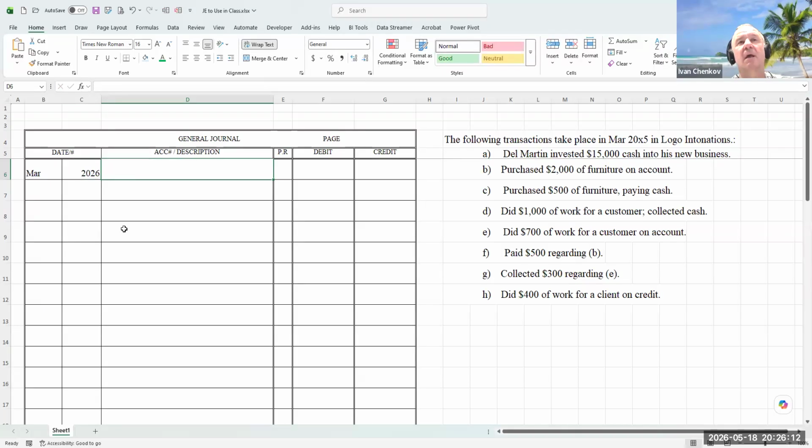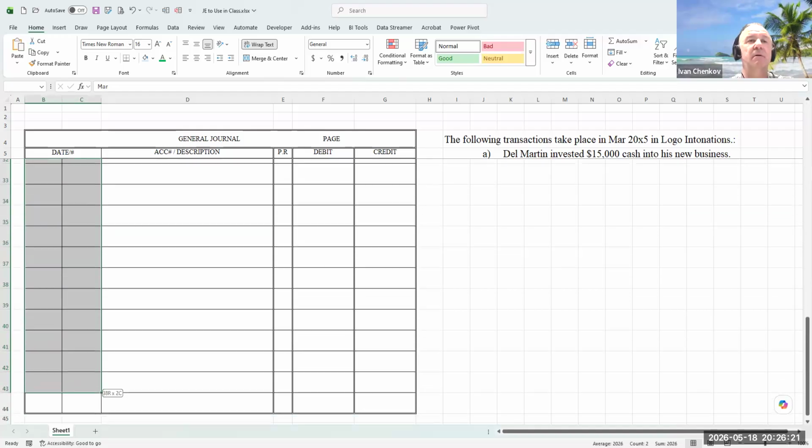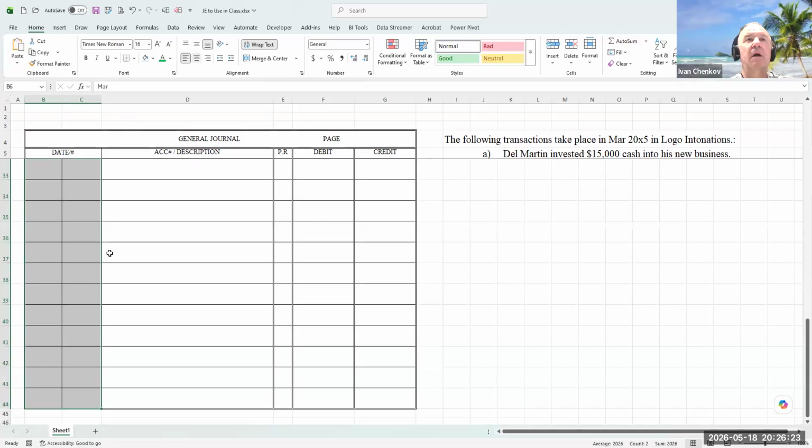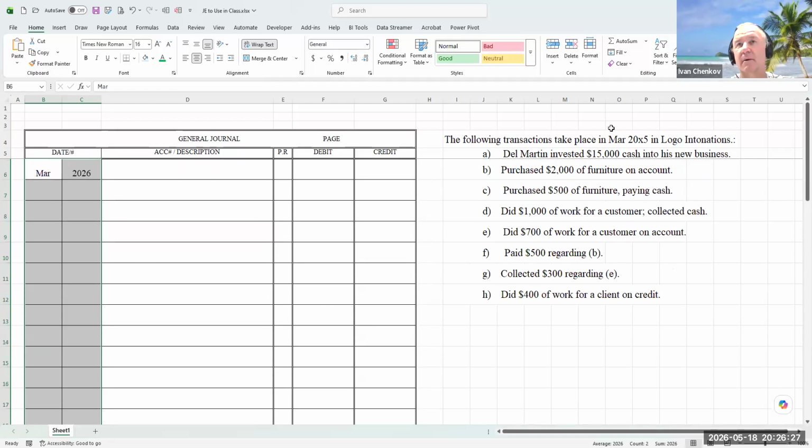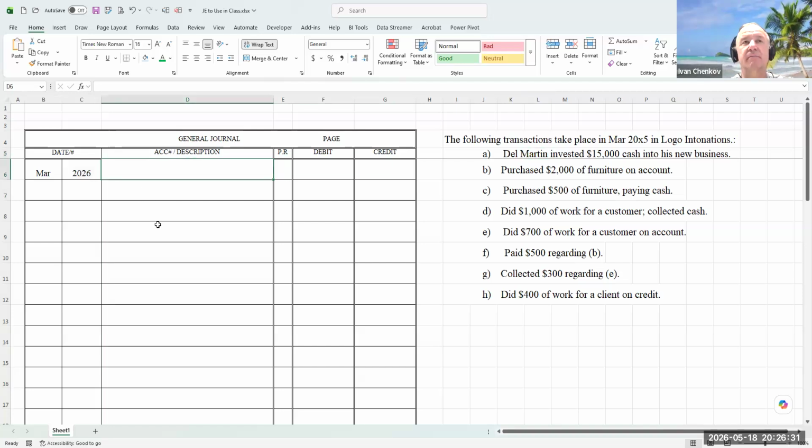2026. And now let's start with the first transaction in your probably accounting career or in your life. The owner invested $15,000 cash. Which accounts are involved? There are always at least two accounts involved. Which accounts are involved?